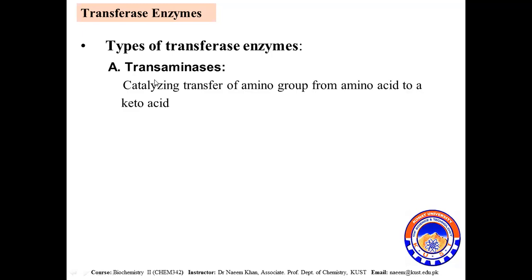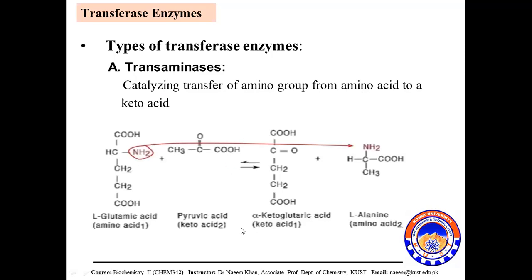Transaminases, as the name indicates, are the enzymes which catalyze the transfer of an amino group from one amino acid to a keto acid. There are so many keto acids in the body, for example alpha ketoglutarate, very important in the Krebs cycle. And amino acids are the building blocks of proteins. So in the body, there are so many amino acids available. So transaminase is the type of transferase enzyme which catalyzes the transfer of the NH2 group from an amino acid to a keto acid. For example, here we can see this picture from my thesis.